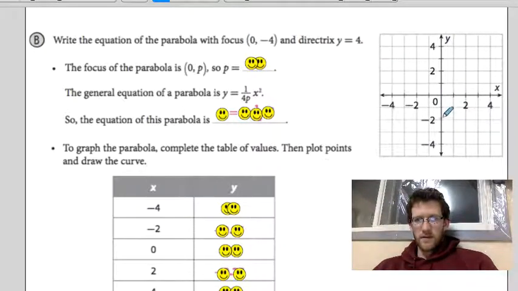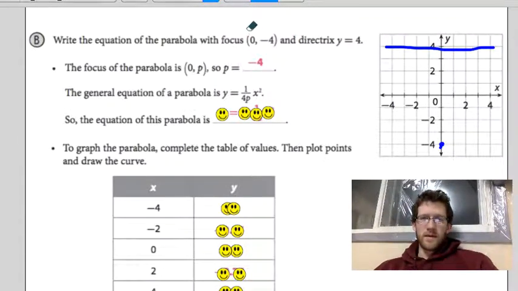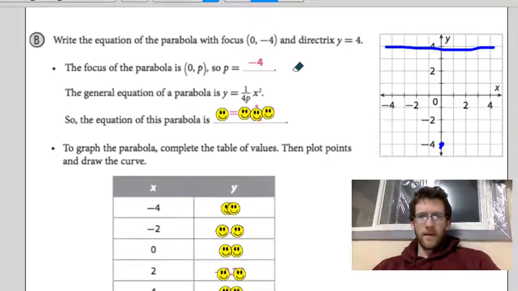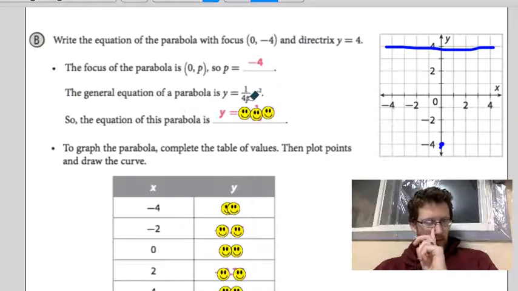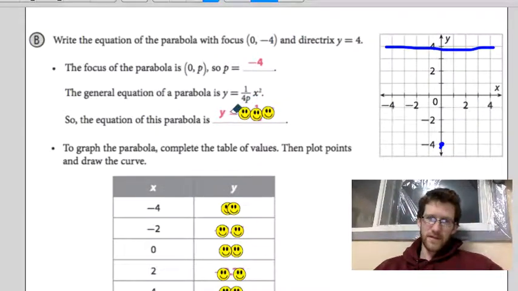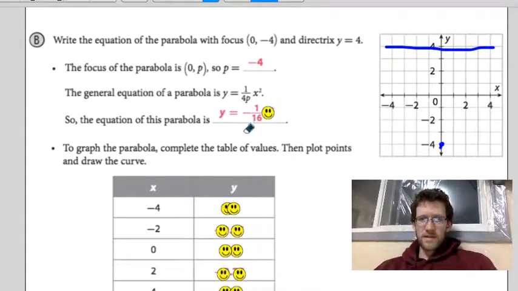Focus is at (0, -4). Directrix is at y equals 4. Which way is this going to open up? Well, it's actually going to open down. So we have a -4 as our value for p. To get the equation, we simply take our formula, y equals 1 over 4p times x squared, and we plug in -4 for p, which makes 4 times -4, -16, so y equals -1/16 times x squared.